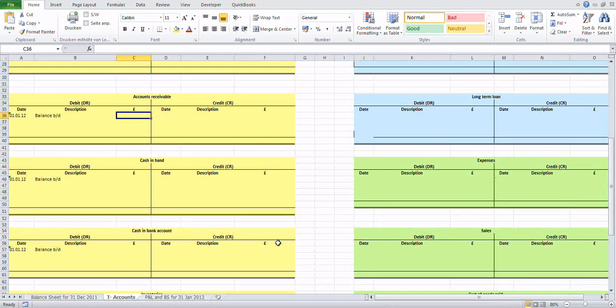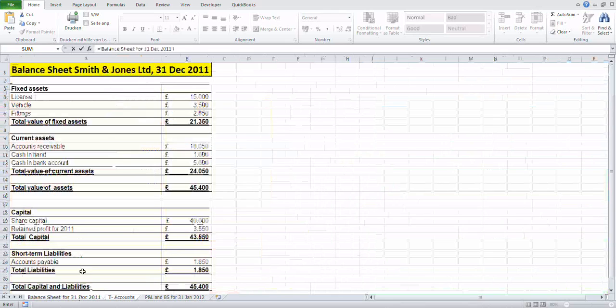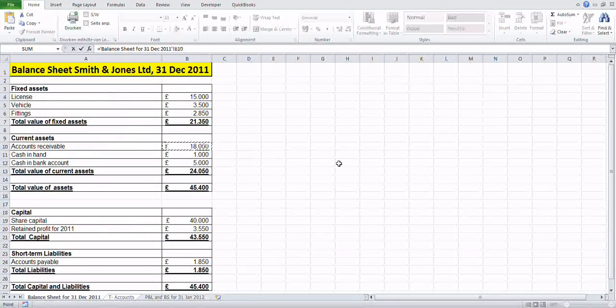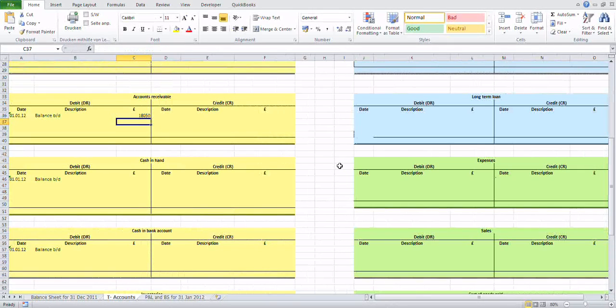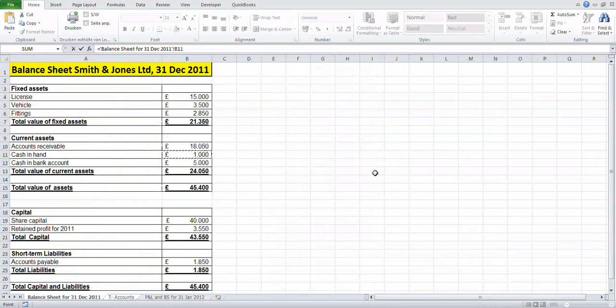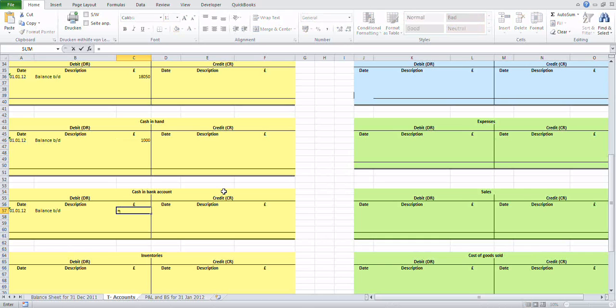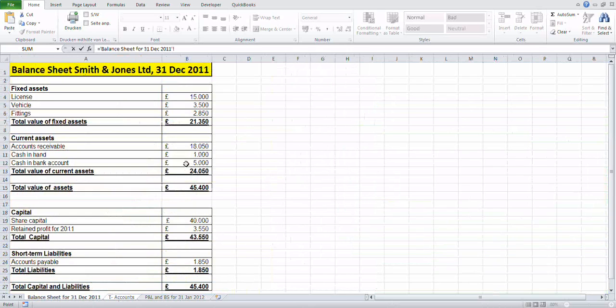Accounts receivable is also an asset account. It's right here, 18,050, directly as an opening balance. And you see how this is going, so we can move a bit quicker. The cash in hand refers to the very same 1,000. The balance for cash in bank is 5,000.